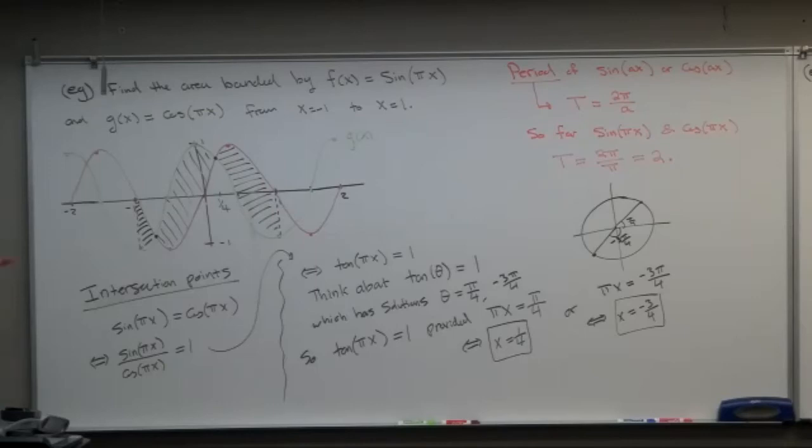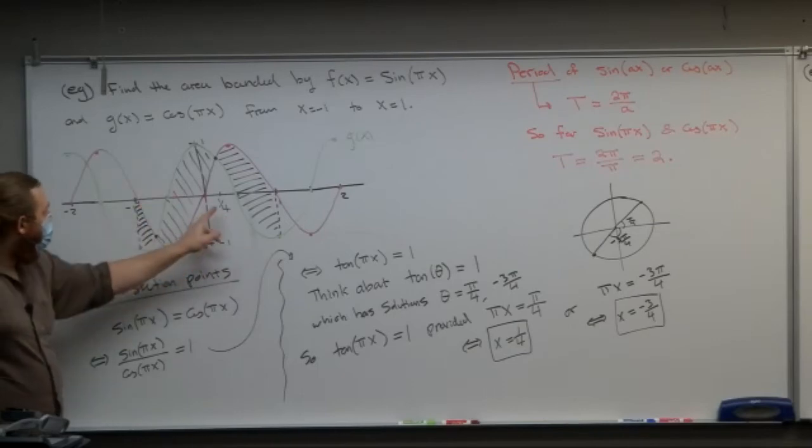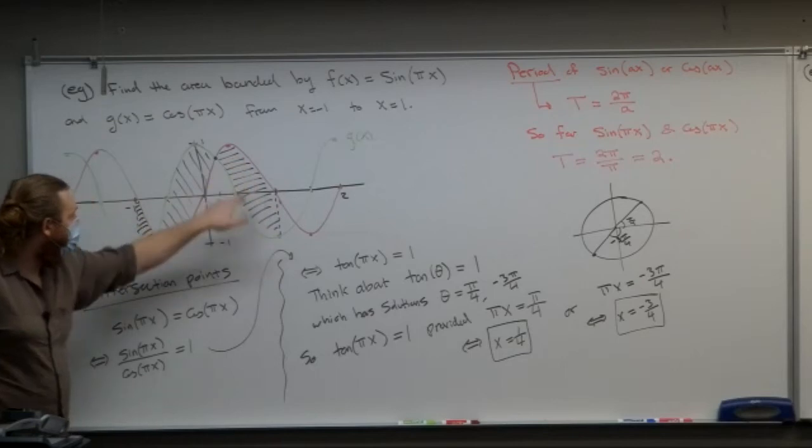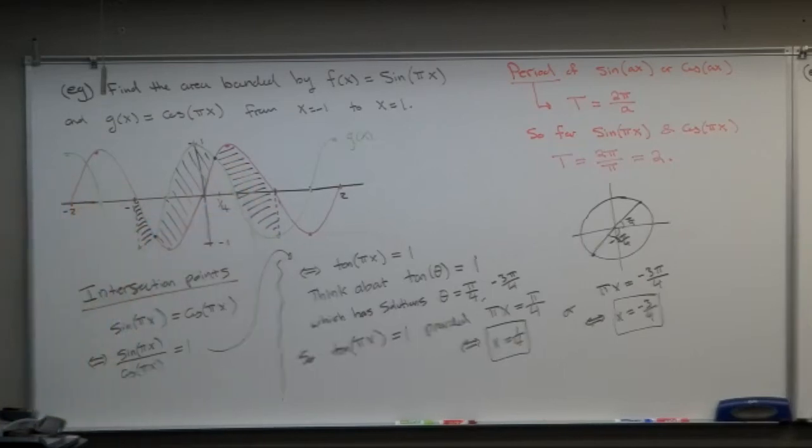If I was going to attack this directly, the move would be to integrate from -1 to negative 3/4, pink minus green, from negative 3/4 up to positive 1/4, green minus pink, and then from positive 1/4 to positive 1, pink minus green. And I'll write that down, but then we're going to use a symmetry argument to get the answer much faster.